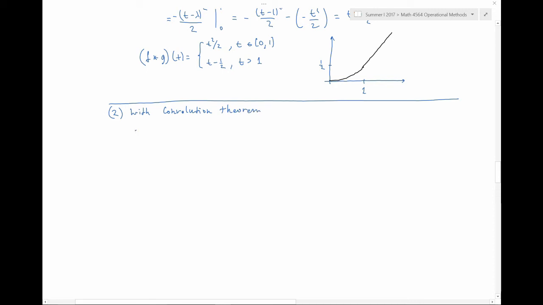So for t, the Laplace transform was 1 over s squared. And for the function h of t minus h of t minus 1, the Laplace transform is 1 minus e to the minus s over s. The convolution can be computed as the inverse Laplace transform of the product of these Laplace transforms.